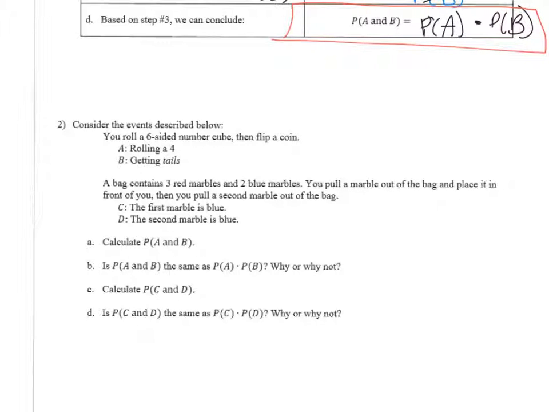So for the probability of A and B, well, first we have to think, are the dice and the coin independent or not independent? They're going to be independent. Your dice and your coin have no effect on each other. So we can use that the probability of A and B is equal to the probability of A times the probability of B. So what is the chance of getting a 4? It's going to be 1 out of 6. And the chance of getting a tails is 1 out of 2. So our probability is 1/12.